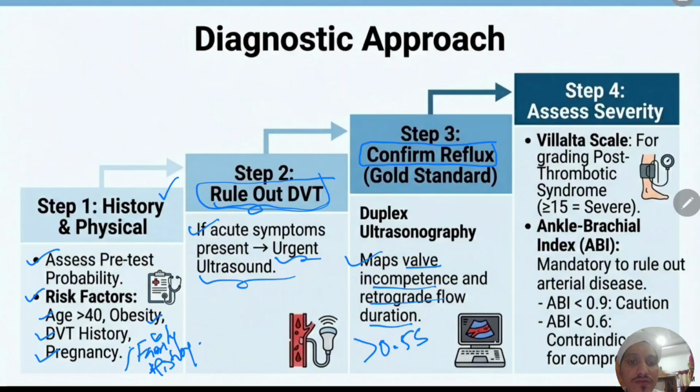Step 4 is, now you have confirmed that there is CVI, chronic venous insufficiency, in this patient. Now you assess the severity. Assess the severity by using the CEAP classification. Remember, assess the severity based upon the CEAP classification.